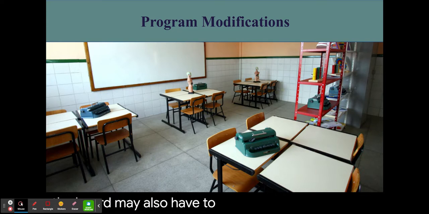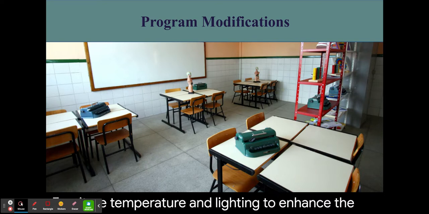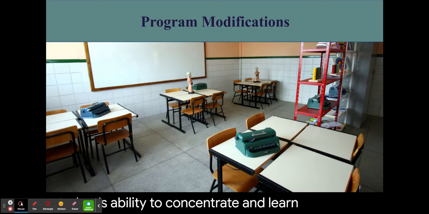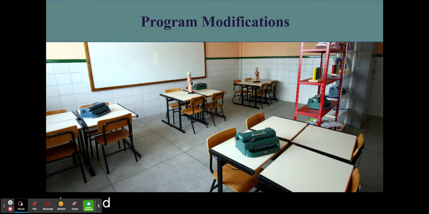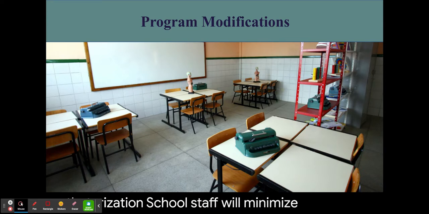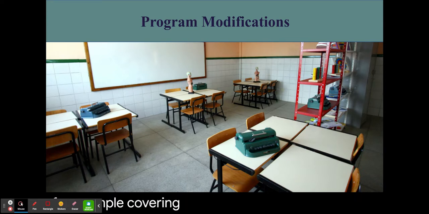You may also have to alter the physical room environment. The teacher will arrange the classroom furniture, temperature, and lighting to enhance the student's ability to concentrate and learn. You may also need a private supervised environment for addressing individual health needs like catheterization. School staff will minimize distractions, for example, covering distractible items within sight during whole group instruction.